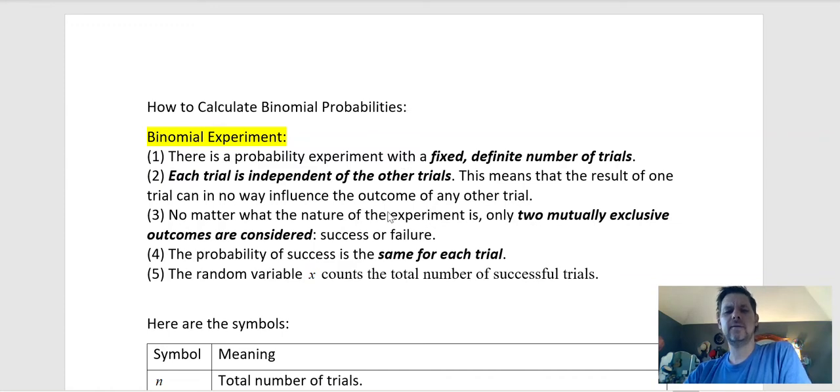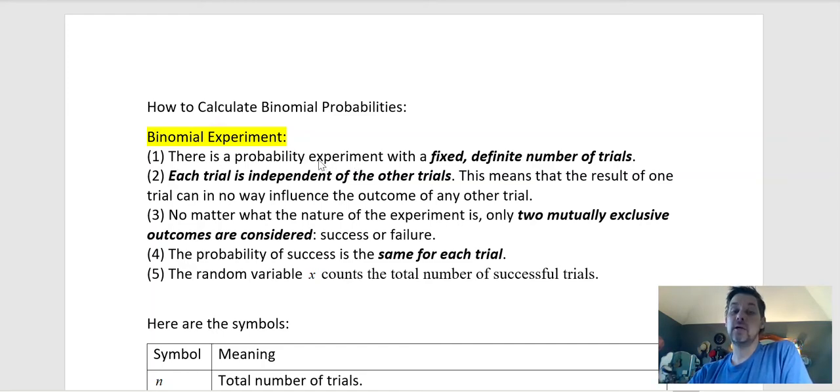But I never know what order people are going to watch the videos, or you may come back to one randomly to look for something. So just in case, I like to start with a review. And of course, if you don't like the review, you can skip ahead. But if we're going to calculate binomial probabilities, then let's start off real quick. What is a binomial experiment?